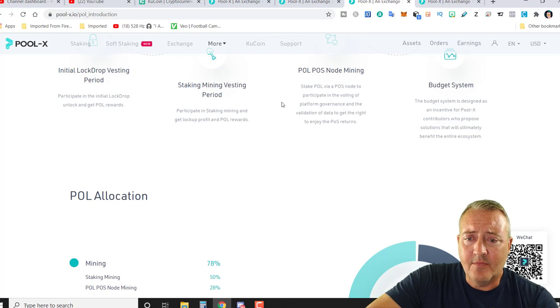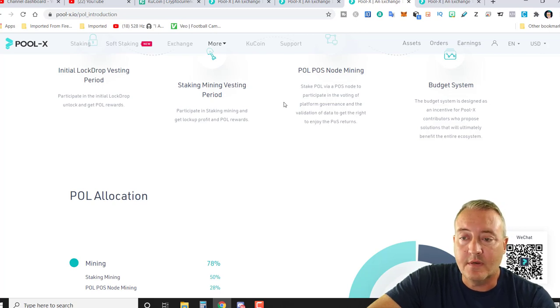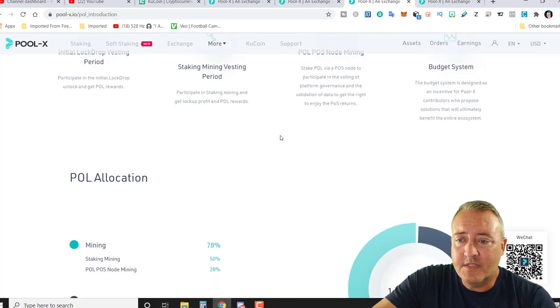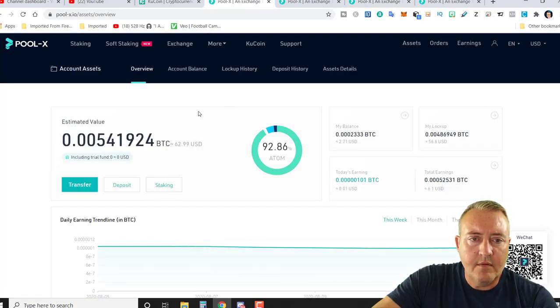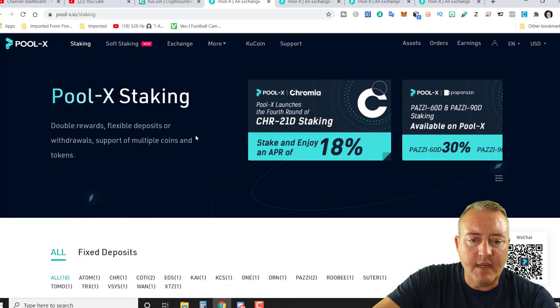Pool proof of stake node mining: stake pool via a proof of stake node to participate in the voting of platform governance and the validation of data to get the right to enjoy the proof of stake returns. Budget system: the budget system is designed as an incentive for Pool X contributors who propose solutions who will ultimately benefit from the entire ecosystem. All right, so if you go back over to here, click on overview, and we can go on staking right here.